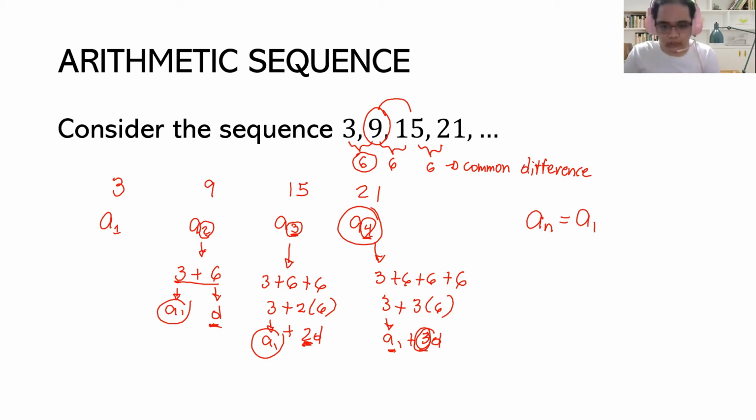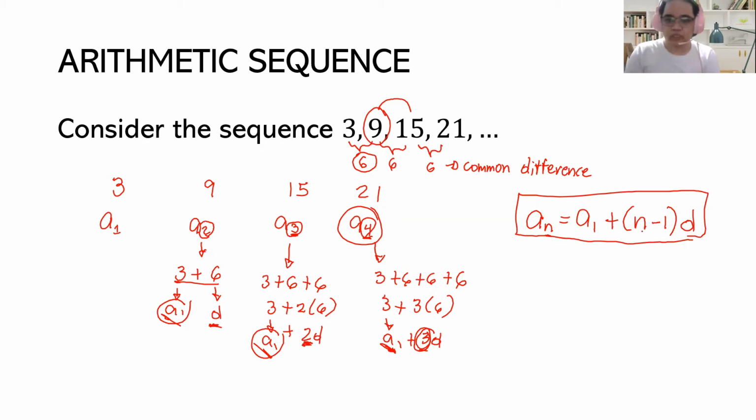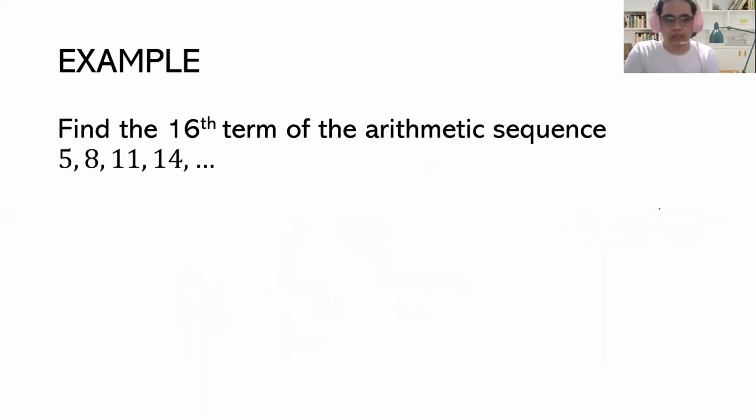Bakit may A sub 1? Ayan, nakikita nyo, laging may A sub 1 dyan. Plus, kung ano yung value ng n kailangan yung minusan ng isa. So kaya n minus 1. Then multiplied by d. So this will be the formula that we can use to find the nth term of an arithmetic sequence.